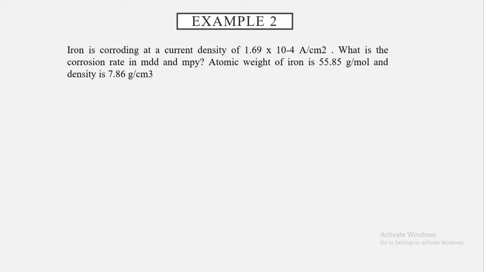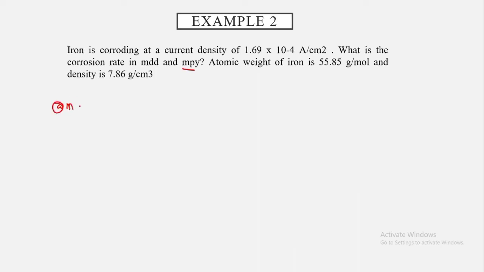Let's take example 2. With example 2, iron is corroding at a current density of 1.69 times 10 exponent negative 4 amps per centimeter squared. What is the corrosion rate in MDD and MPY? So the atomic weight of iron is 55.85 gram per mole, and they gave us the density to be 7.86 gram per centimeter cube. This is because of MPY, because that deals with penetration. So let's solve A.